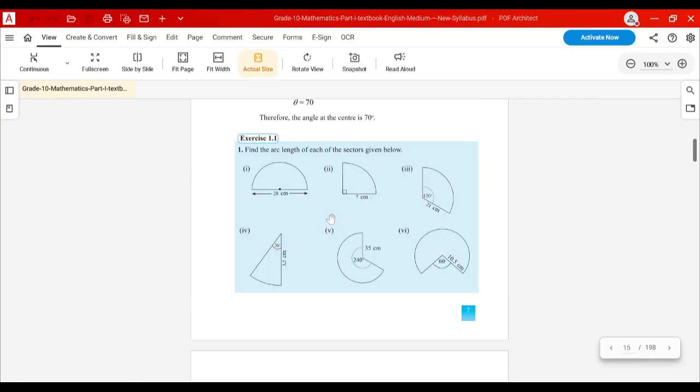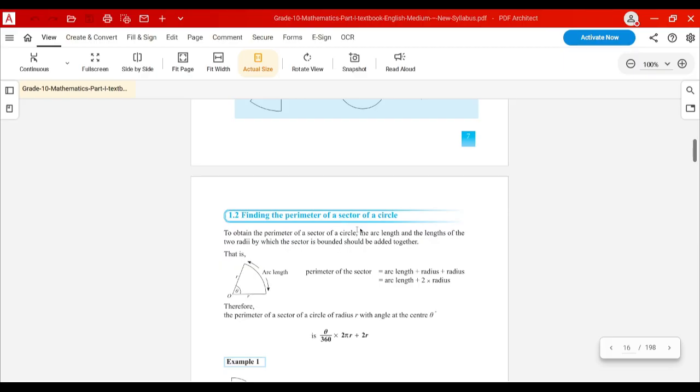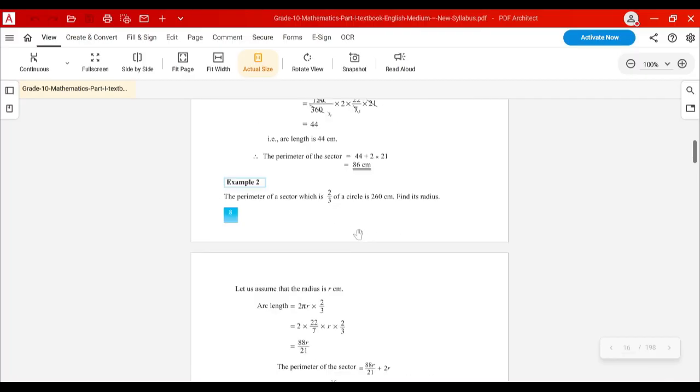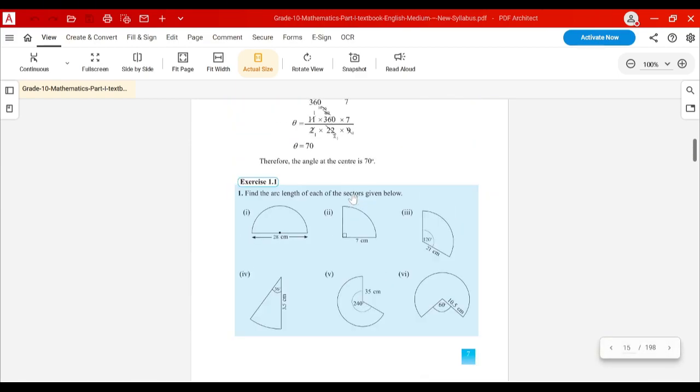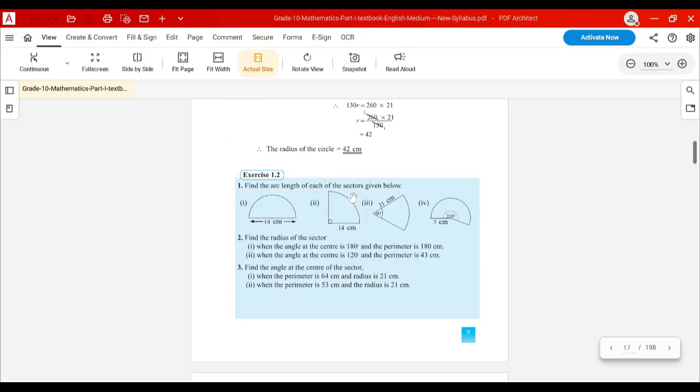So that's it for exercise 1.1. And next we will be learning about finding the perimeter of a sector of a circle. That means now we will be finding the perimeter. How do you do this? Basically, you add the diameter or radius and the arc length. Which is not going to be a difficult thing. But yeah, see you in the next video.